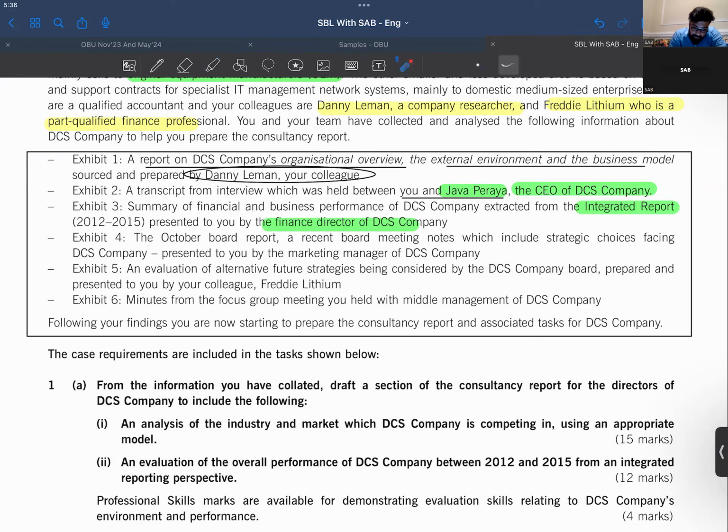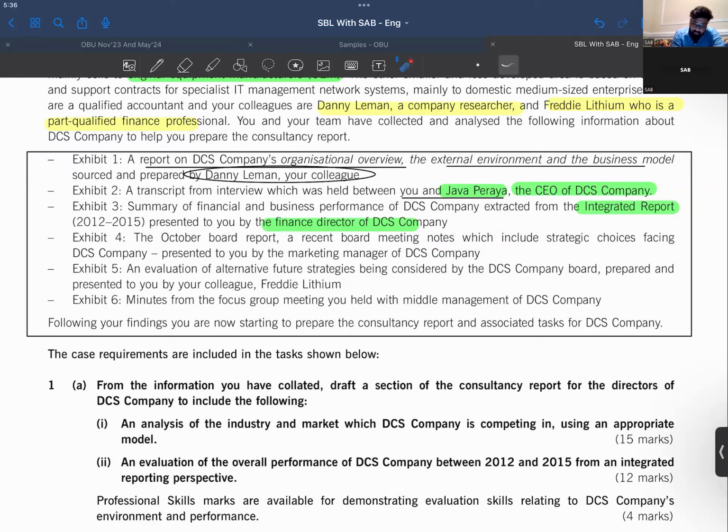Then, presented to you by the marketing manager of DCS, the October board report, recent board meeting notes. It's obviously an important thing to have a board report. So having a board report is a great thing that you could discuss. You could see what the board's future plans are and what they are thinking.